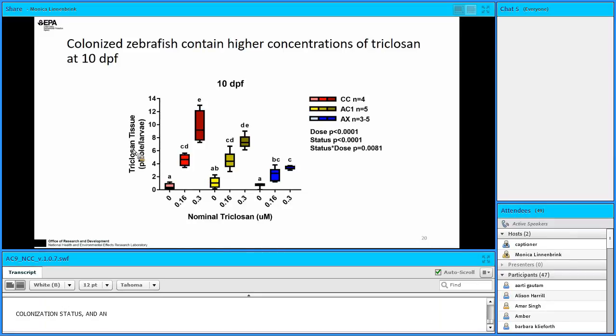So this is showing that animals that are colonized with triclosan-resistant microbes have higher concentrations of triclosan. Of course these microbes might be functioning as a sink and might be chock full of the compound, and that might be explaining some of this elevation, but we also think that these microbes are in some ways increasing levels of the parent compound in the host, and I'll get to that.